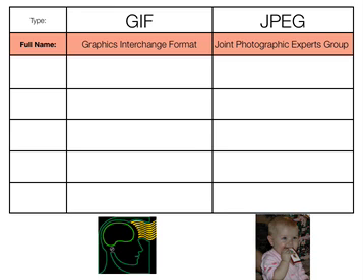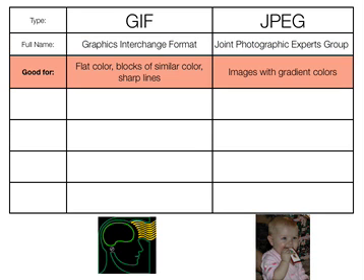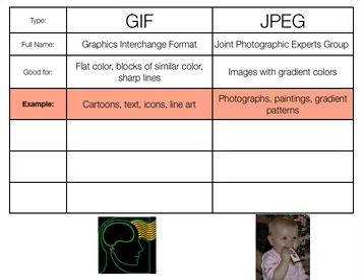The full name for GIF is Graphics Interchange Format. JPEG is Joint Photographic Experts Group. GIFs are good for flat color, blocks of similar color, and sharp lines. JPEGs are good for images with gradient colors. A GIF example is a cartoon, text, an icon, or line art. An example of a JPEG is a photograph, painting, or gradient patterns.